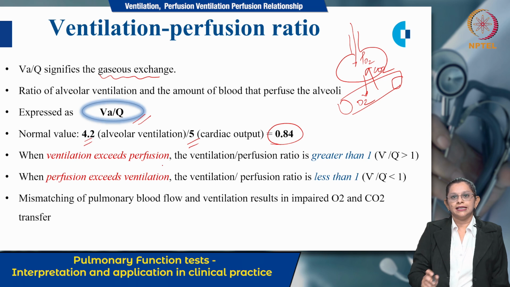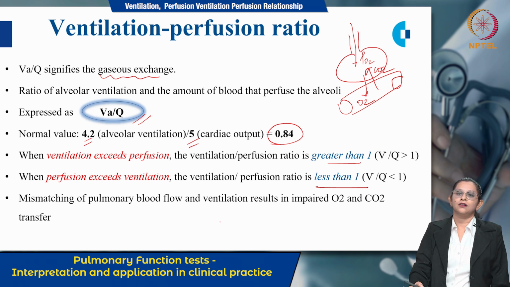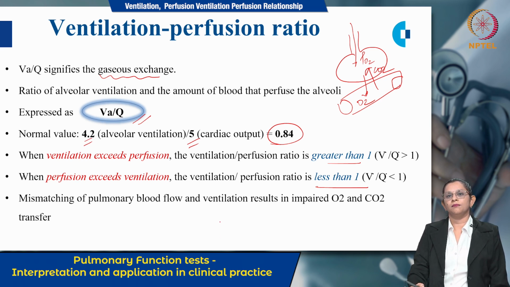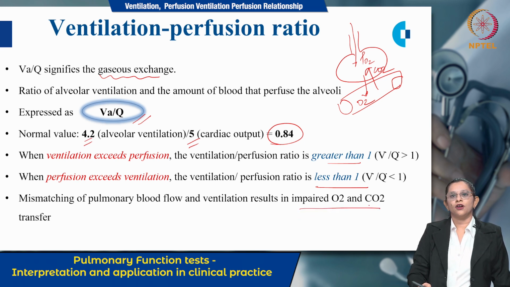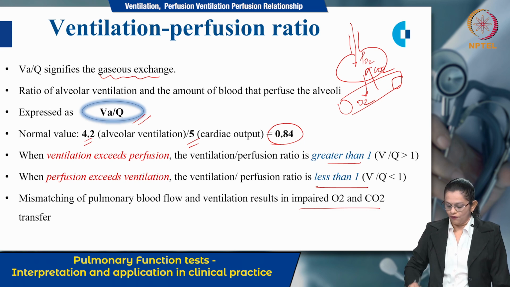So, when ventilation exceeds perfusion, the ventilation perfusion ratio is usually greater than 1. That is, when VA is more than Q, the ratio is more than 1. When perfusion Q is more than VA, definitely the ratio is less than 1. This maintenance of the VA/Q ratio at 0.84 is very important for maintaining normal concentration of oxygen and carbon dioxide in the blood. If there is a mismatch in this VA/Q ratio due to abnormality in the pulmonary blood flow or ventilation, that could result in an impairment of oxygen and carbon dioxide diffusion or transfer across the alveoli.